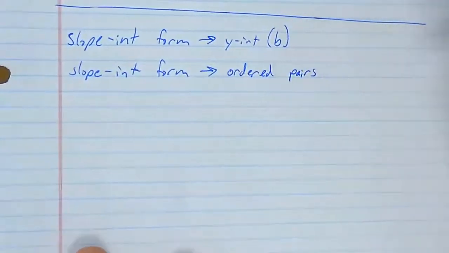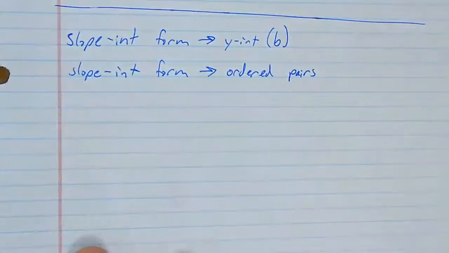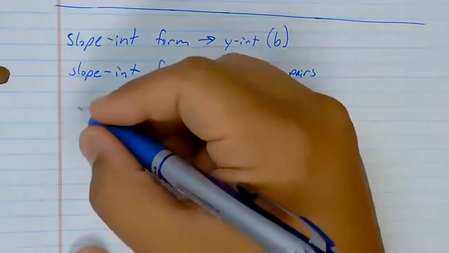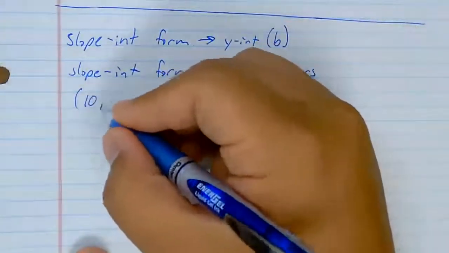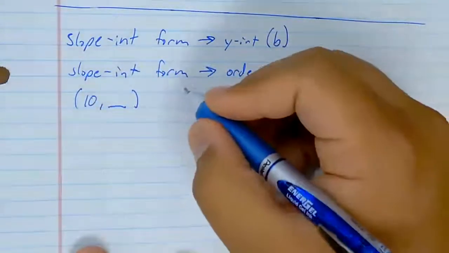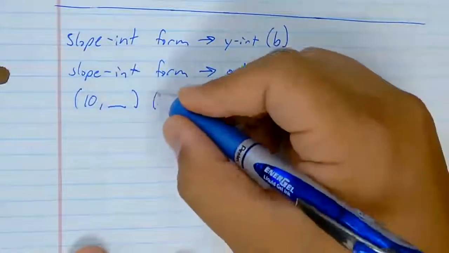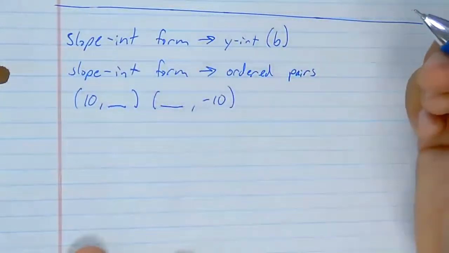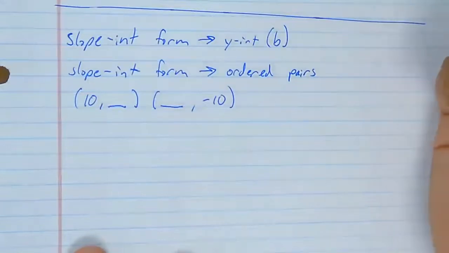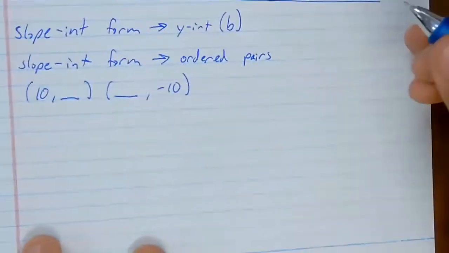Finding ordered pairs. This is a really useful form to find ordered pairs. So let's say I want to find ordered pairs of points that go with an x value of 10, but we don't know the y value, and a y value of -10, but we don't know the x value. So how can we find these?